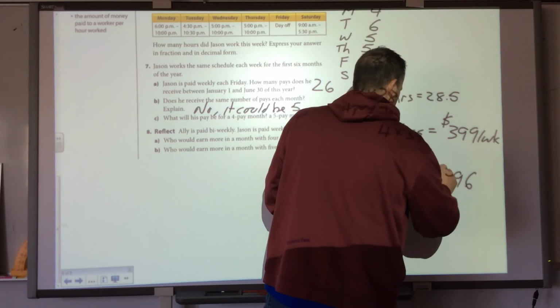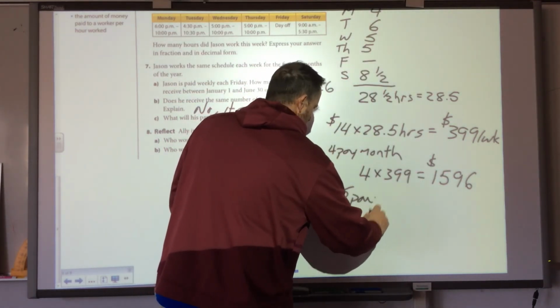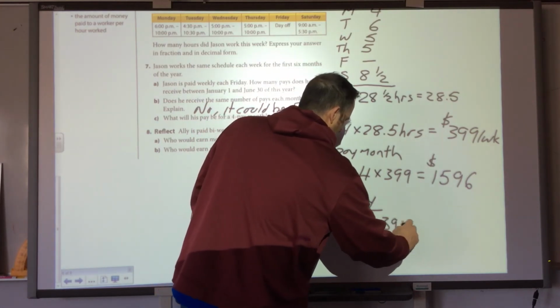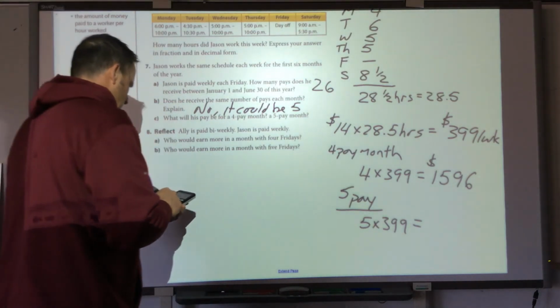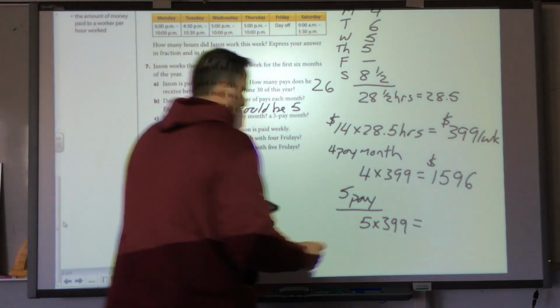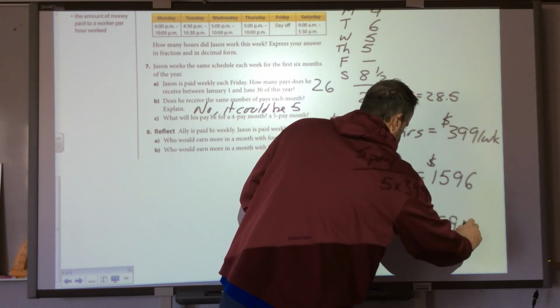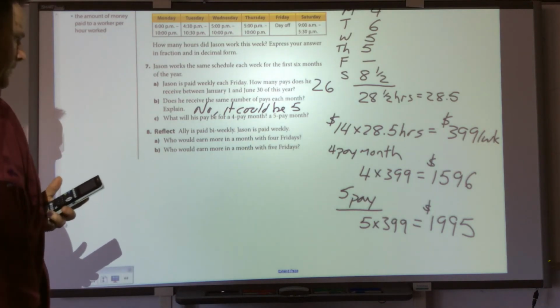$1,596 for a 4-pay month. For a 5-pay month, 5 times $399. Because they told us that he's working the exact same, so 5 times $399. $1,995. Sounds more like the price of an item than it does the other one.